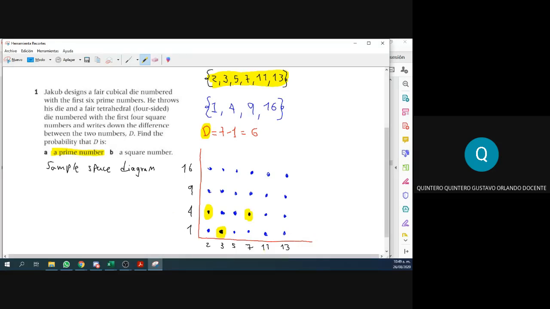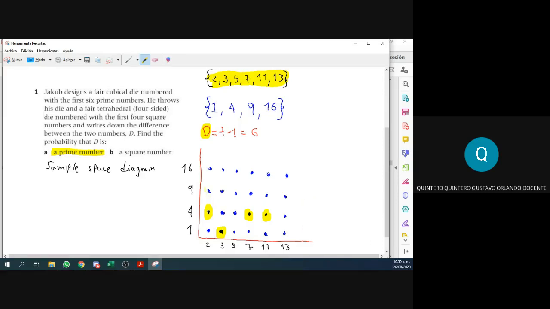Right? 11 minus 4, how much is that? That thing is 7, right? Yes. Thank you, Mafe. All right, and that 7 is a prime number. So I'm going to highlight that one. 13 minus 4, that thing is 9. But 9 is not a prime number. So I'm not going to highlight it.